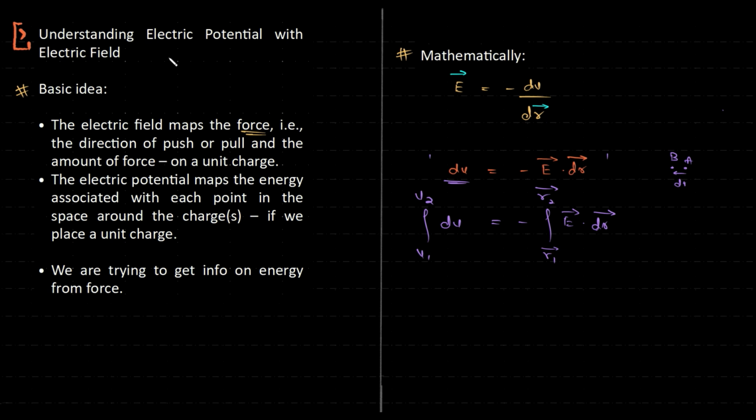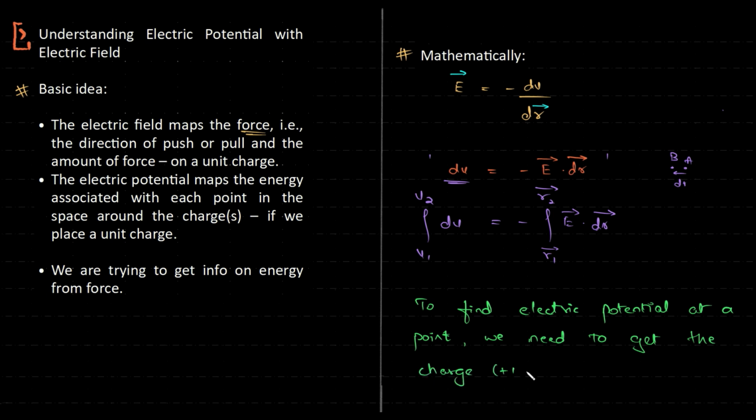Now when it comes to electrical potential, to find out the electric potential, actually it's not a capital letter per se, at a point we need to move or get the charge of unit magnitude. From where? From infinity. That's the main point actually.